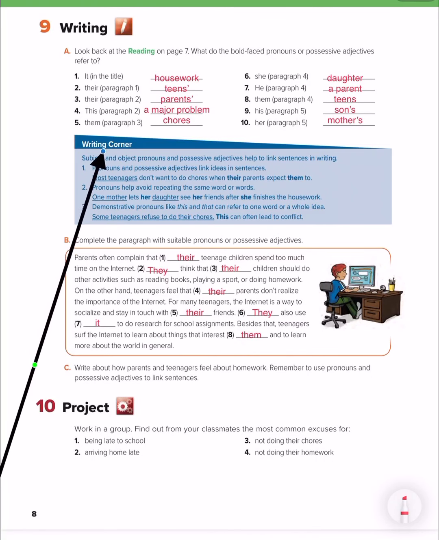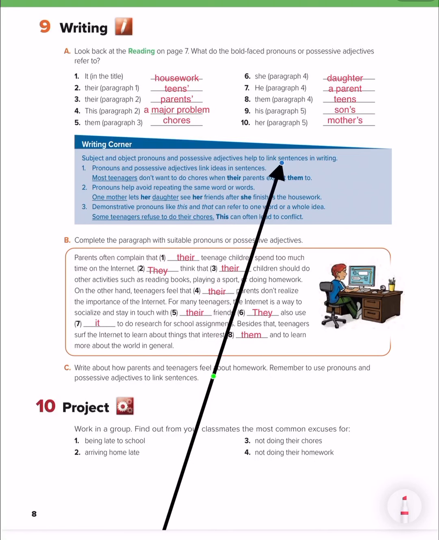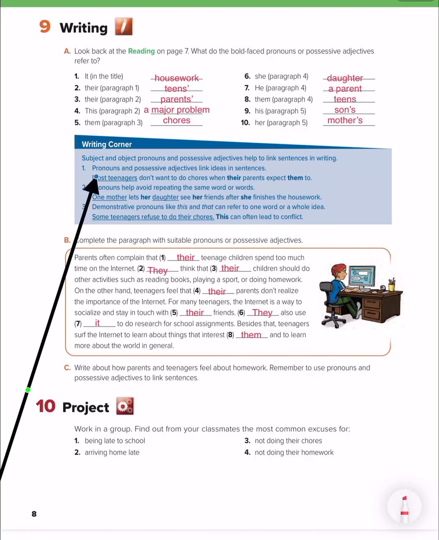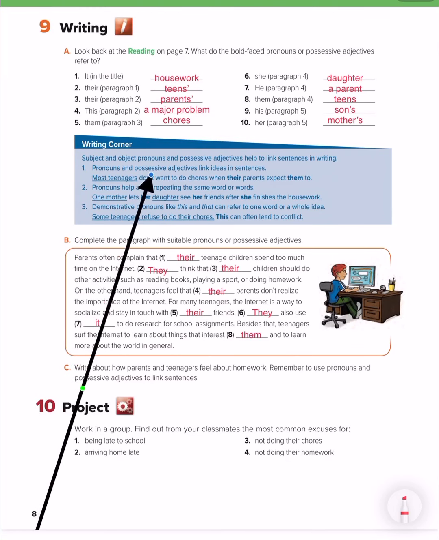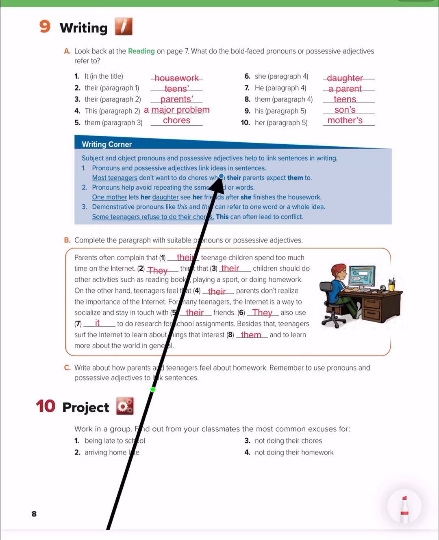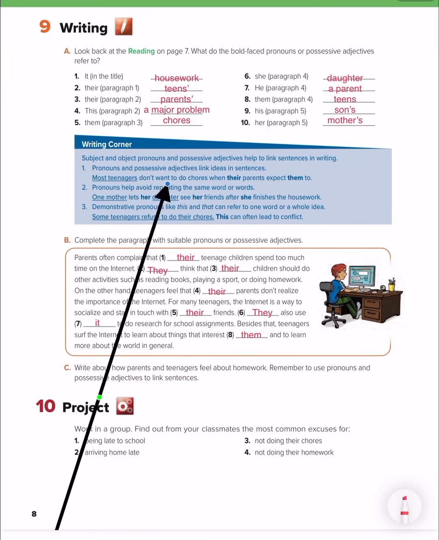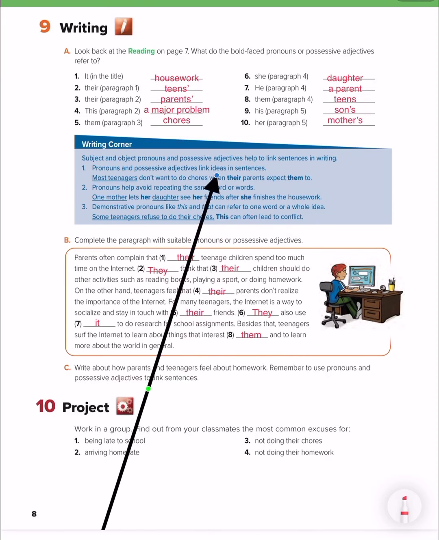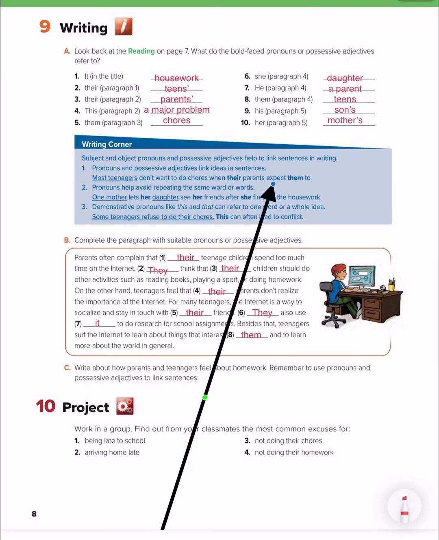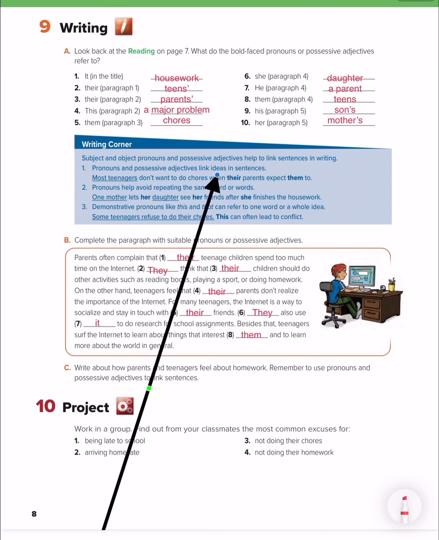So then look, what do we have here? Writing corner. Subject and object pronouns and possessive adjectives help to link sentences in the writing. Look, the first one: pronouns and possessive adjectives link ideas in sentences. So look here, most teenagers do not want to do chores when their parents accept them too. Look here, we link the ideas in sentences.